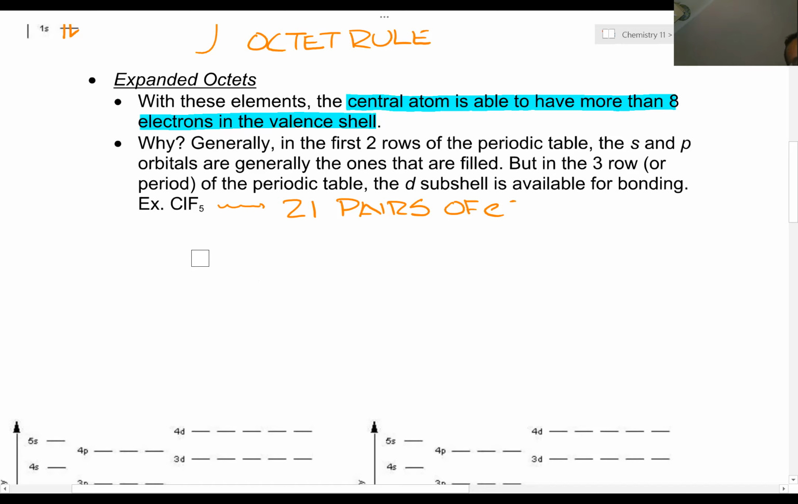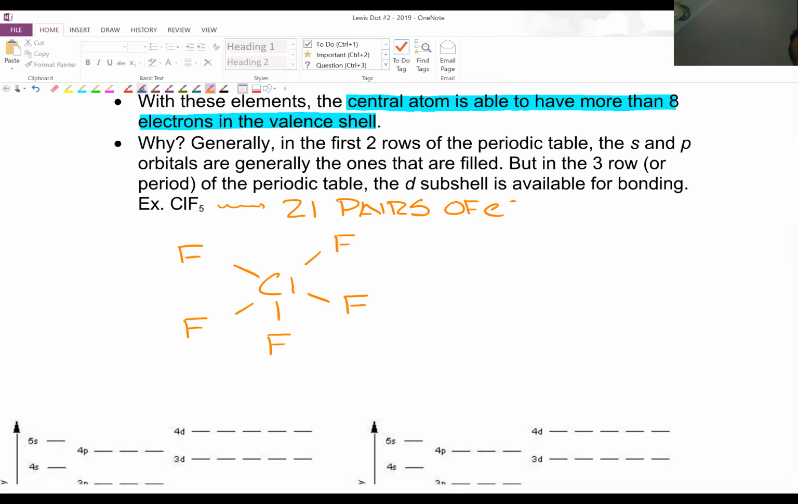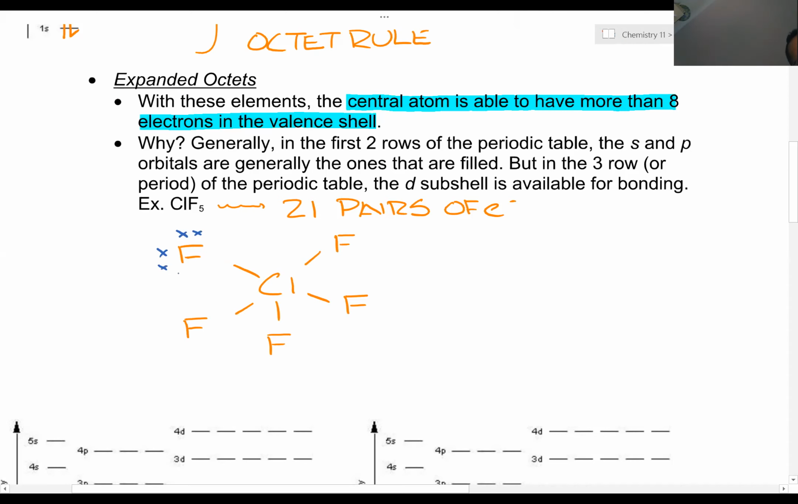It would be chlorine in the middle. And you would have fluorine all around the side. Okay, and if we draw this all around, I've drawn 20, okay, but there's one more pair around chlorine.